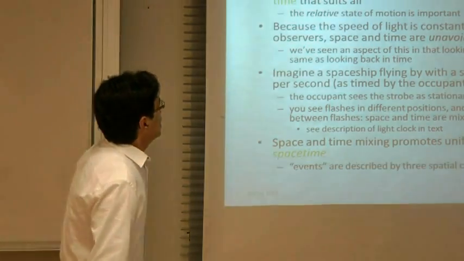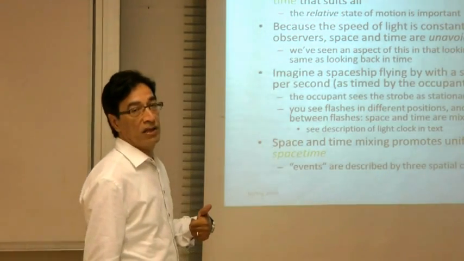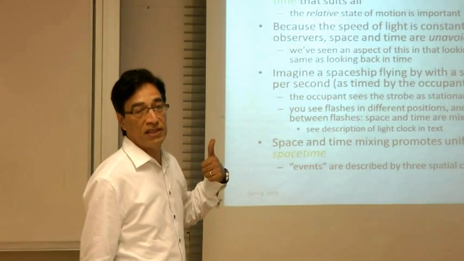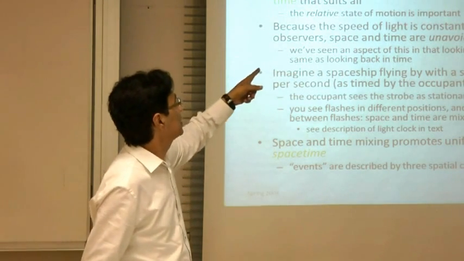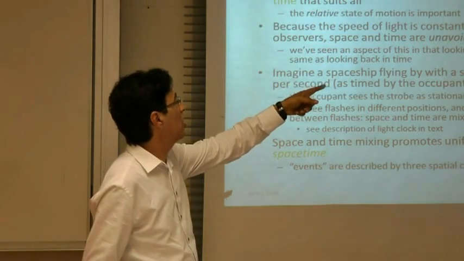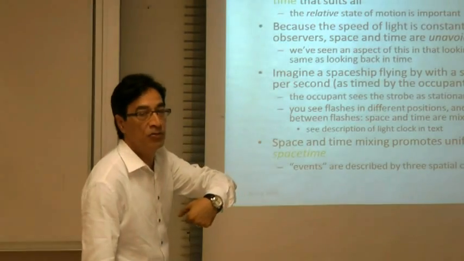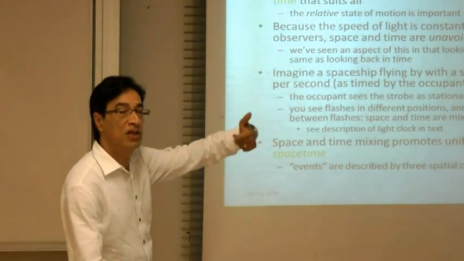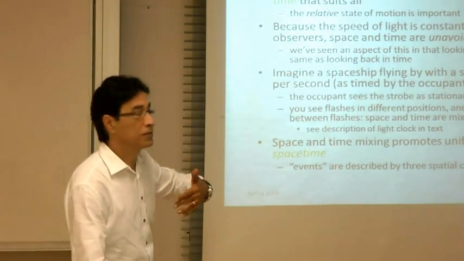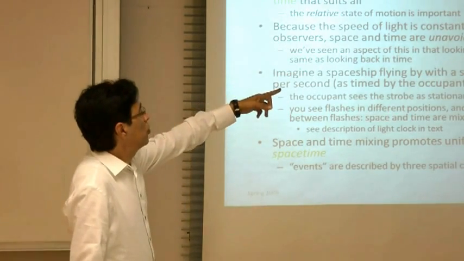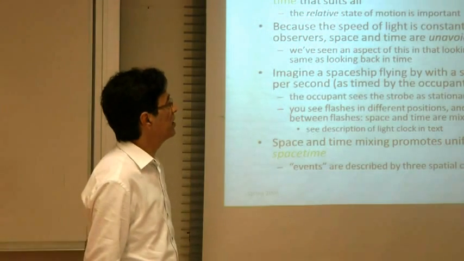If simultaneity is broken, which we noticed with special relativity, no one can agree on a universal time that suits all. The time for me is something; the time at the same moment for somebody in the Andromeda galaxy would be something else. The relative state of motion is very important because the speed of light is constant and finite.